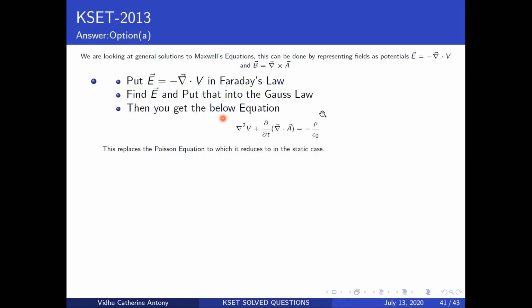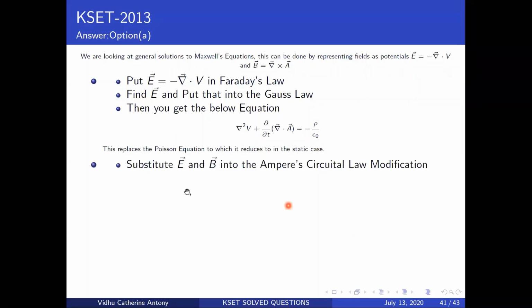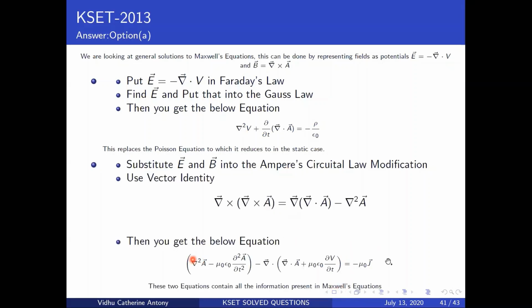Then this is the equation that you get. This replaces a Poisson equation, to which it reduces in the static case. When you don't have a charge, what do you end up getting? When you're looking at a static case, your del squared V is equal to 0. Next, let's substitute your E and B into your Ampere-Maxwell law and use this vector identity, and you end up getting this equation.